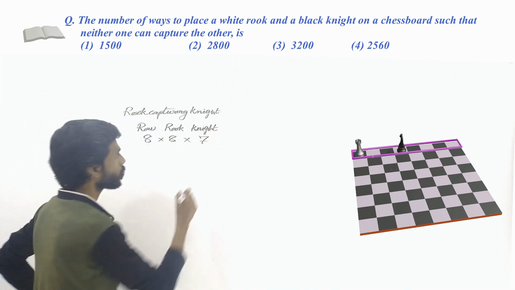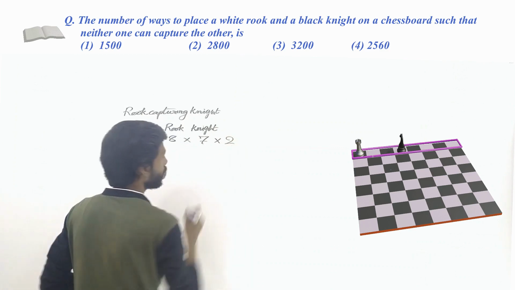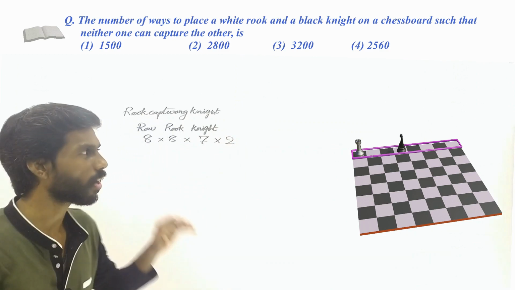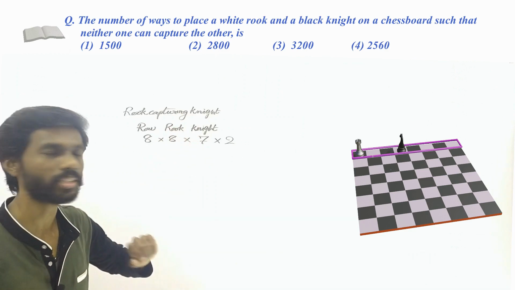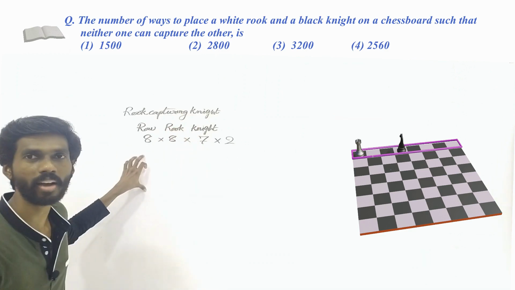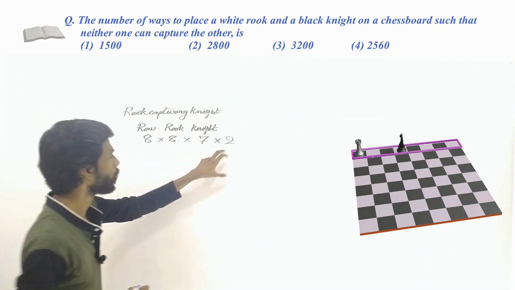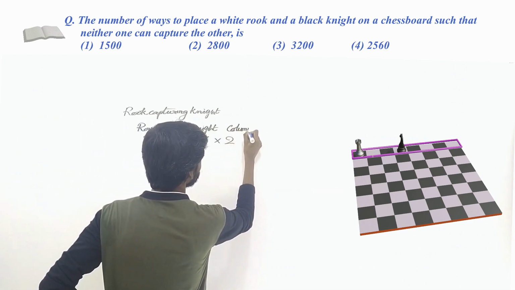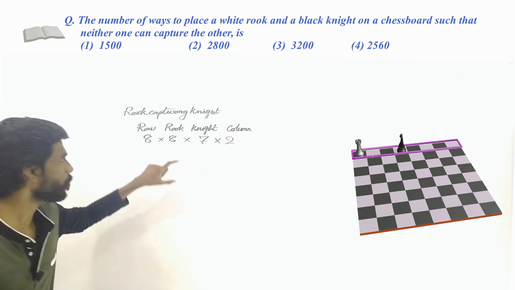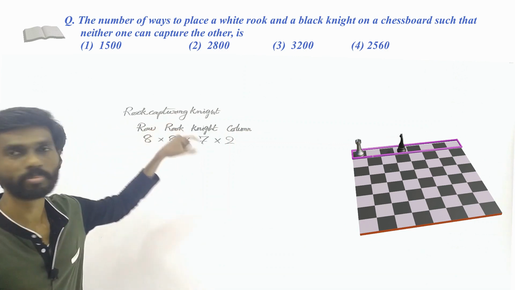But this value is multiplied by 2. So why do we multiply by 2? Instead of horizontal lines, you can even select vertical lines. There are similar 8 vertical lines. So the same number of arrangements we will have for the vertical arrangements also. So you multiply this by 2. This is for the column, meaning the vertical line. So this is the total number of ways in which a rook can capture the knight.